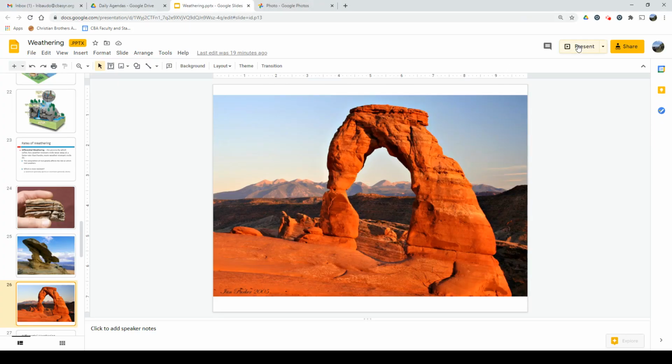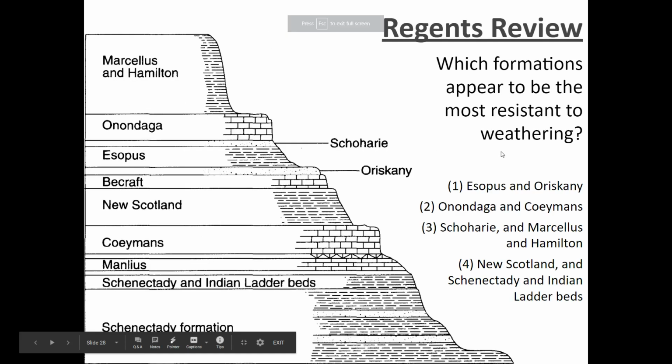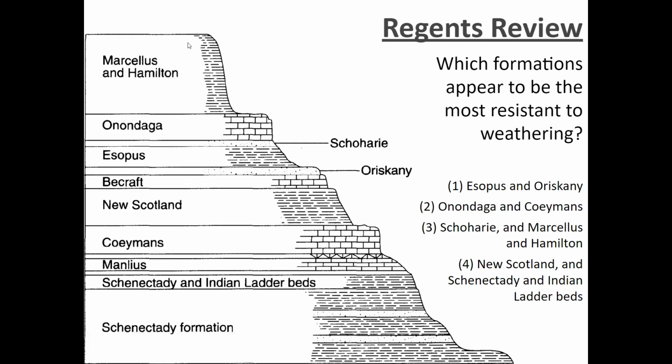Now, the question that will probably be asked is something of this nature, looking like this picture here. So you have the side of a cliff. We have different types of rocks. They're all called different things. These are pretty common names around here you're probably familiar with, like Marcellus or Manlius, right? These are familiar names. These rock layers, some of them are more resistant, and some of them are less resistant to weathering. And so this question says, which one appears to be the most resistant to weathering?